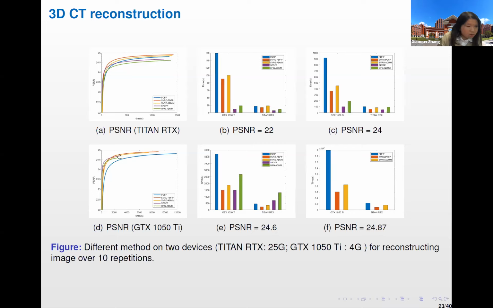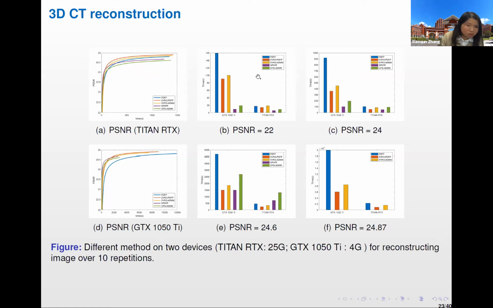So it's slow compared to other stochastic ones. But see here, if we have a powerful GPU card, the deterministic one is actually competitive, because it can already be done in parallel. So the gain is much less.